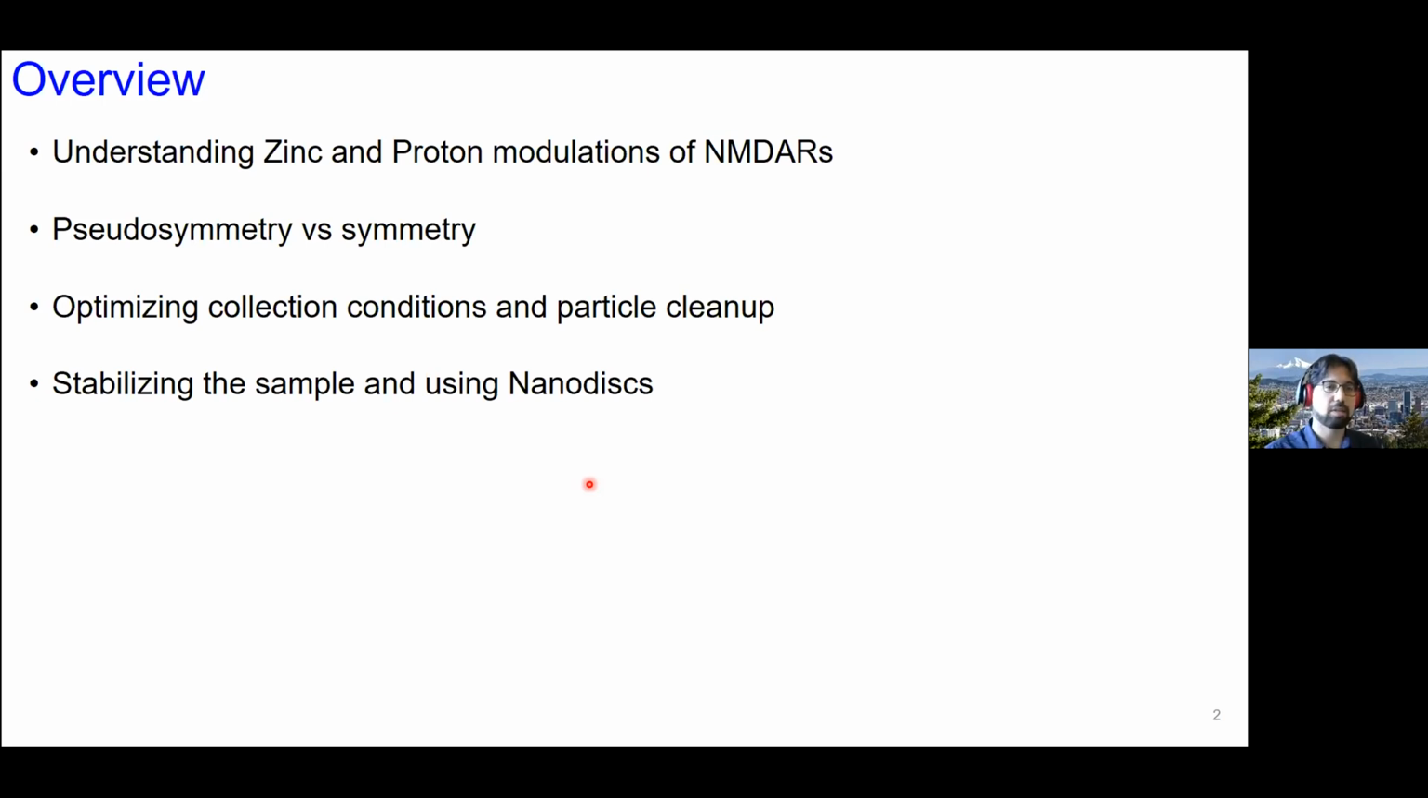Then I'm going to talk about optimizing our collection conditions and particle cleanup approaches and sample, and basically skipping 2D classification, going straight to 3D classification. And finally, I'm going to talk about stabilizing the part of the sample that we were most interested to see and using nanodisk for that final boost in resolution.